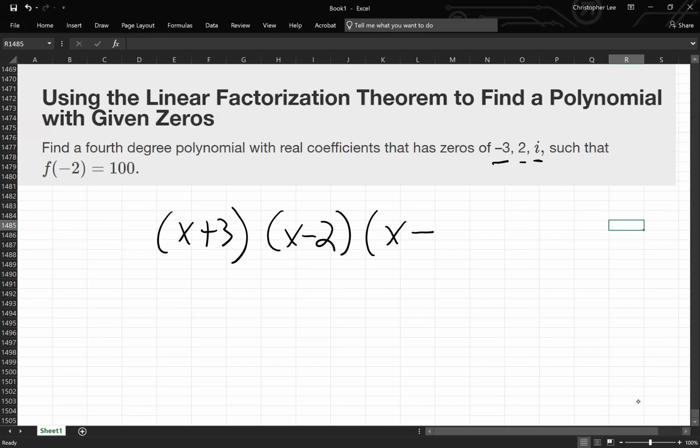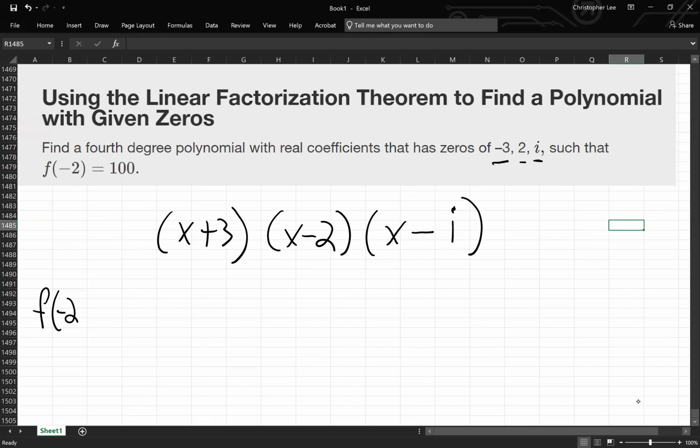X minus I. Okay, I'll take it. X minus I, all right? I was going to say really x minus 0 minus I, but whatever. It's the same thing, right? Boom.